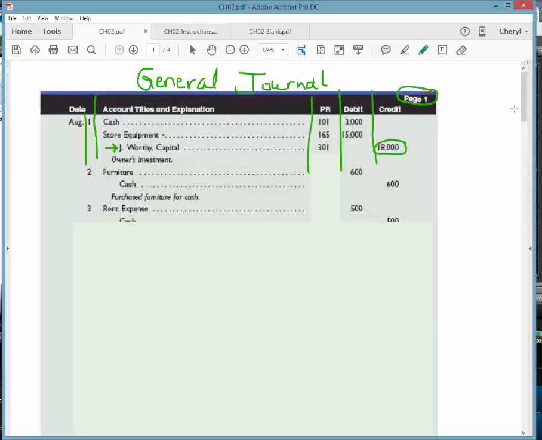Don't try to go through and find all the cash and do all the cash and then go through. Take it line by line by line. You won't miss anything that way.